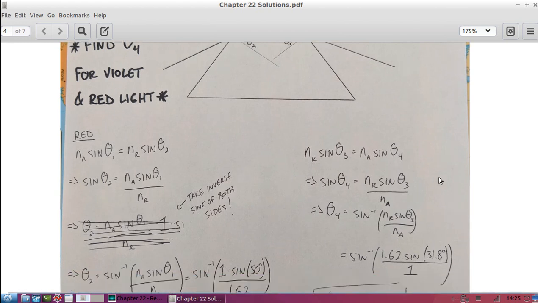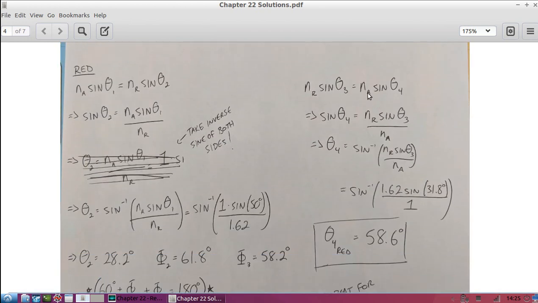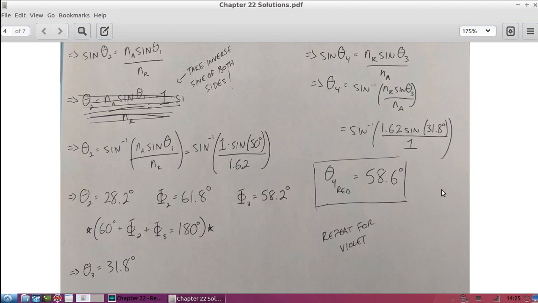Again, the algebra is very similar. Divide both sides by n sub a, take the inverse sine of both sides, and get theta 4 by itself. So index of refraction for red was 1.62, air was 1, my incident angle is 31.8 degrees. So my final refracted angle, theta 4, and I'm going to give it another little subscript for red, theta 4 for red is 58.6 degrees.